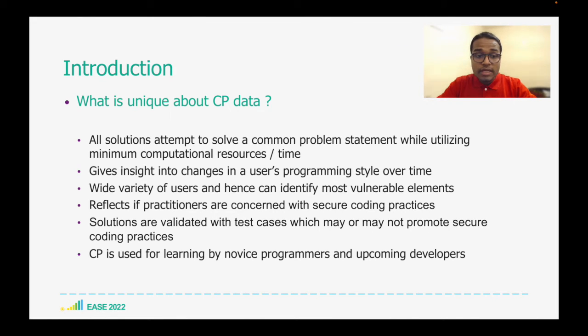Instead, learning avenues like CP could motivate users to learn more about security and help reduce the steepness of the learning transition from a programmer to a software developer.